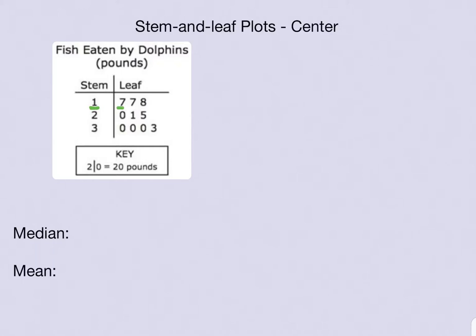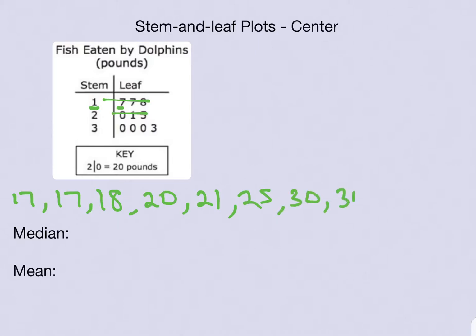We're going to go ahead and pull those numbers out, starting with our first number, which is 17, according to our key. So we're going to have 17, 17, 18. That's the tens. Then we have 20, 21, 25. That's our 20s. And then we have 30, 30, 30, and 33. That's our 30s. So we should have 10 points. 1, 2, 3, 4, 5, 6, 7, 8, 9, 10. And once you have them in order from least to greatest, you can go ahead and find the median.